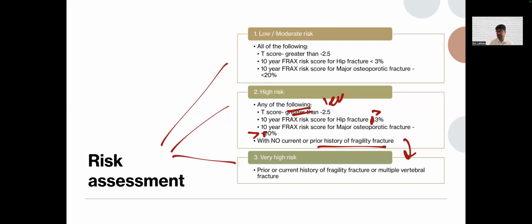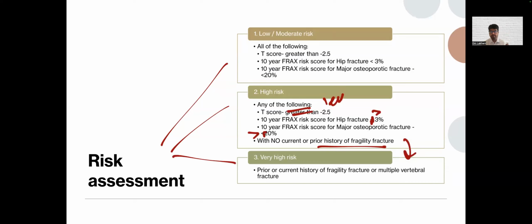So what is high risk? High risk is if your BMD T-score is less than -2.5, FRAX hip more than 3%, major osteoporotic fracture more than 20%, and there is no prior history of fragility fracture. And then you have a very high risk category. Very high risk category is any patient with a prior history of fragility fracture or multiple vertebral fractures. That puts the patient into a very high risk category.